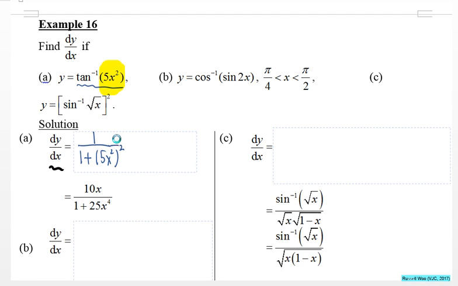That's not all. You have to apply chain rule and you have to differentiate 5x squared. What do you get from differentiating 5x squared? You get 10x. So that's why you have a 10x here divided by this. You all follow? All got that? Good.